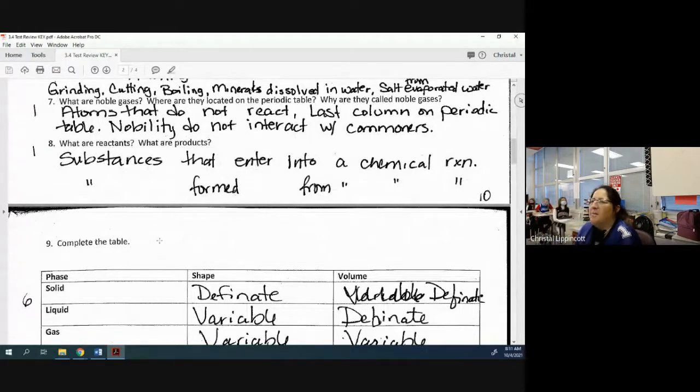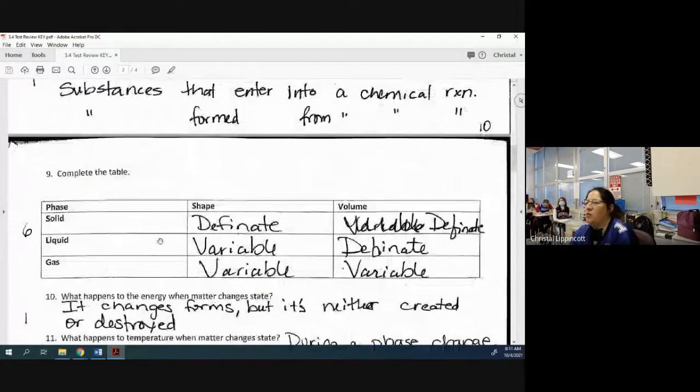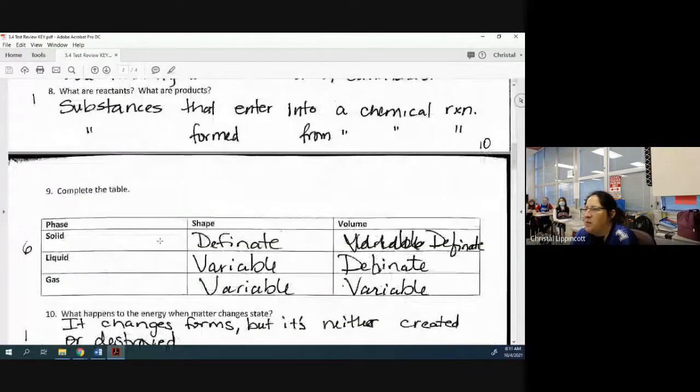All right. The next one was completing a table. So if we have a solid form, solid, the shape is going to be definite. The volume is going to be definite. Liquid, you've got variable shape. It's going to take the shape of its container, but it has a definite volume. We can use like a graduated cylinder like we did back in our last chapter to figure out the volume of it. Gas, though, is going to be variable on both fronts. So it takes the shape and volume of whatever container it's within.